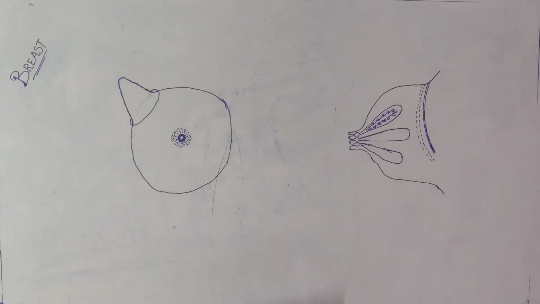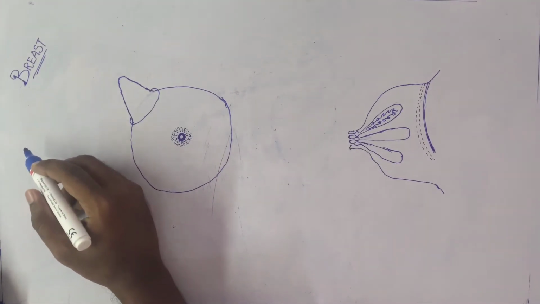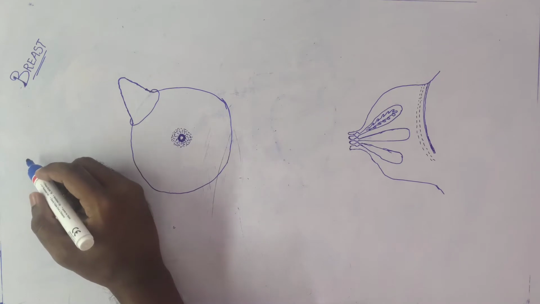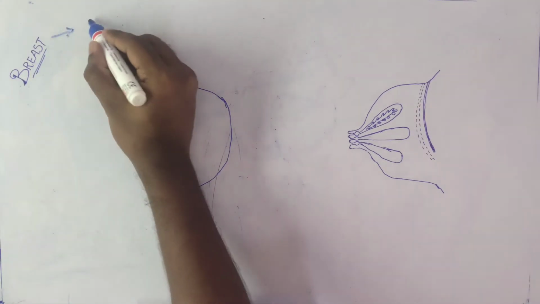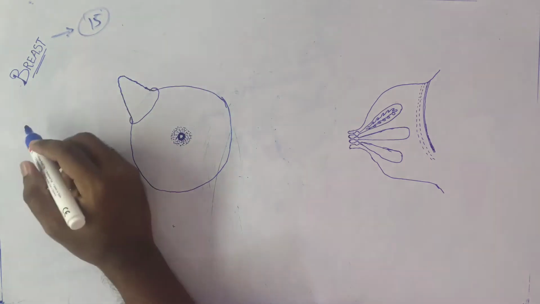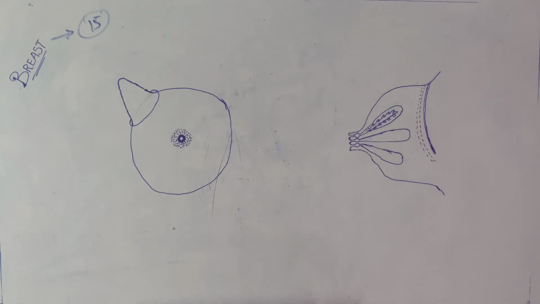Good evening all. Today our class is about breast. We are getting on to one more step in upper limb. The most important concept in the entire upper limb, because breast consists of 15 marks. That means it will come for 15 marks or 5 marks or 2 marks.